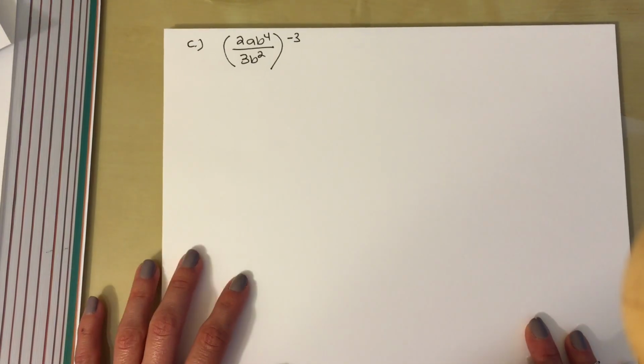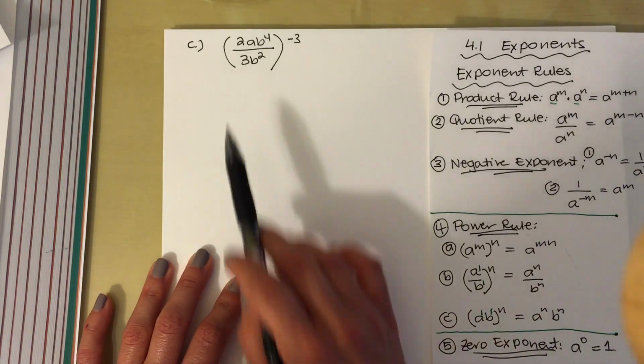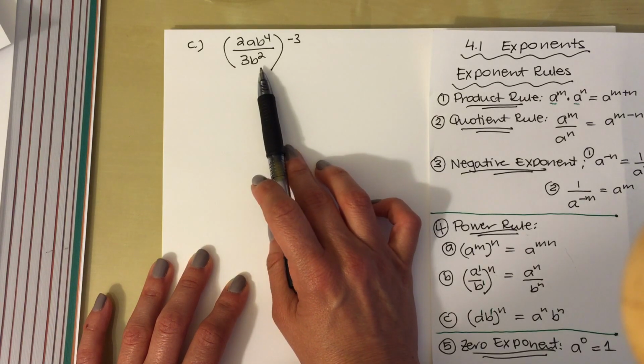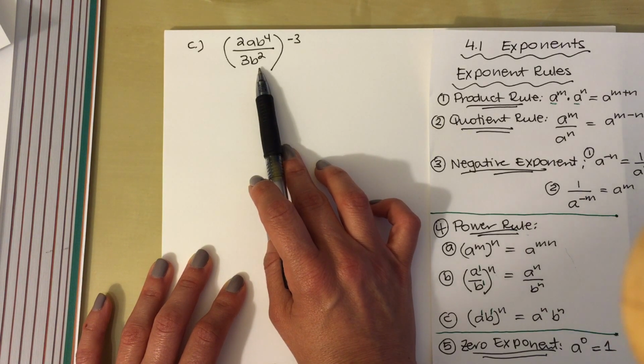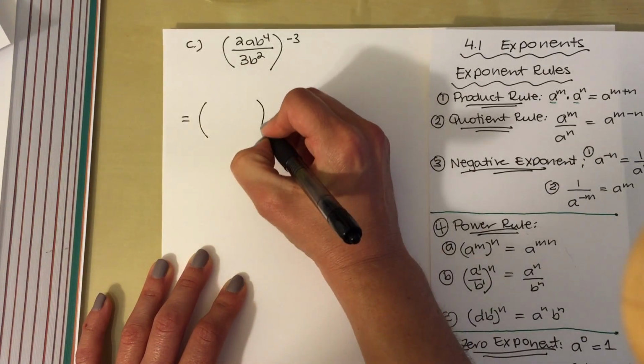So this problem is a little different. This problem, we have parentheses and an exponent on the outside, and you can actually simplify inside the parentheses. Let's start by simplifying inside first. It just makes it a little bit easier. So leave everything on the outside the way it is.